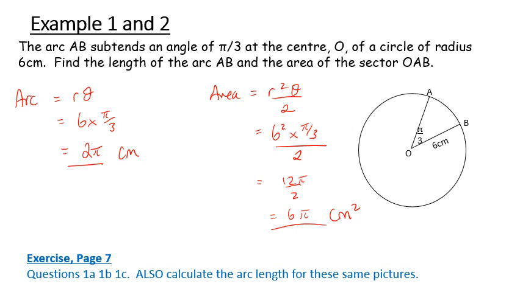So there's an exercise now, which I think is on page 7 of your booklet. We've got some pictures, some circles. I would work out the area and the arc length. It only says to find the area of the shaded bit in the booklet, but I would do the area and the arc length just to practice both of those. So have a go now at perhaps A, B and C on page 7.